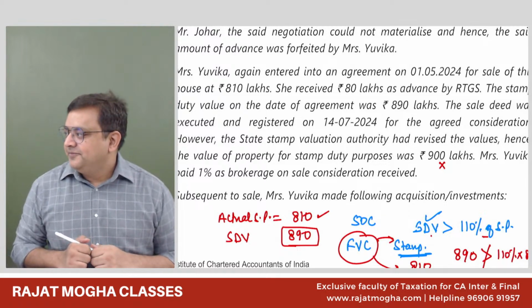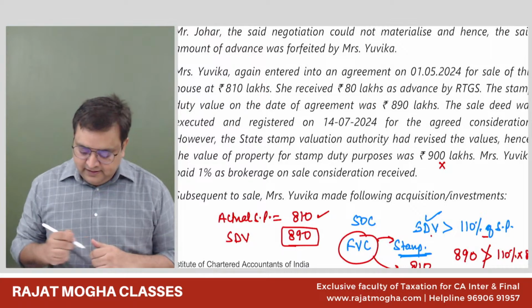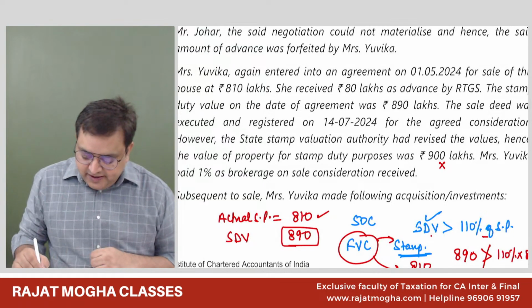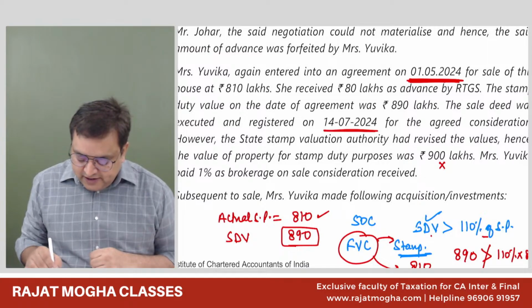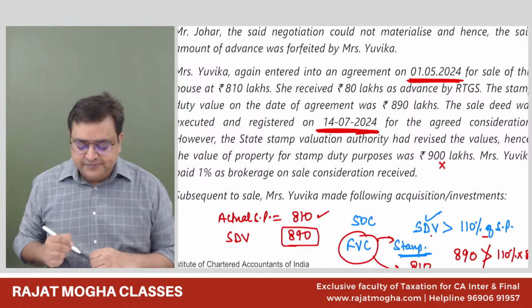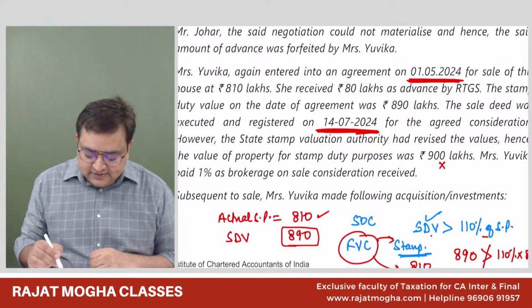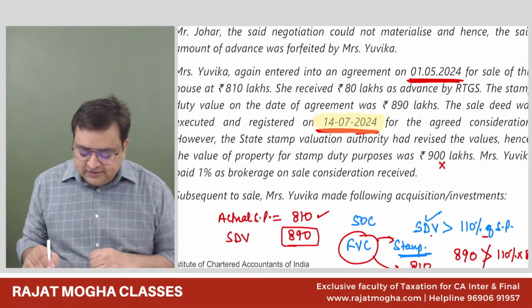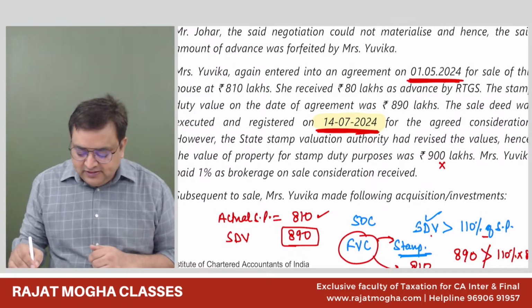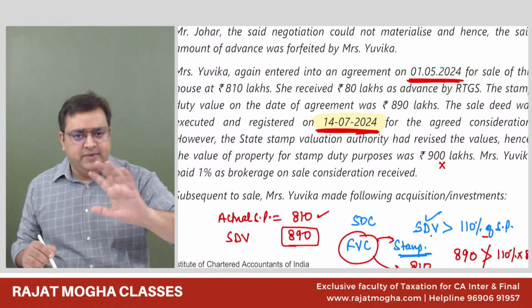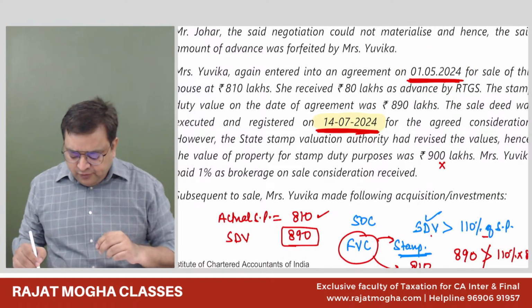Everybody tell me, 724: is it the date of agreement or the date of transfer? Is 14 July 2024 the date of transfer? The answer is that 14 July 2024 is the date of transfer. On this date, we have just entered into an agreement. Agreement date is relevant only for stamp duty value.